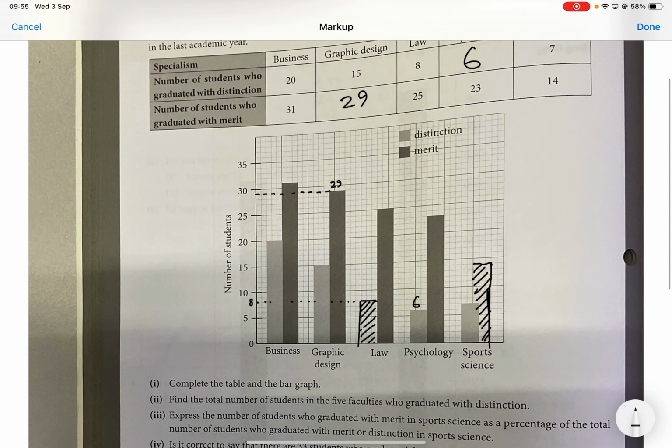Total number of students who graduated with distinction. There are 5 faculties. Then total number of students in the 5 graduate with distinction. So I should add all the distinction together. I should add 20, 15, 8, 6 and 7. Okay? So for part 2, I should be adding 20 plus 15 plus 8 plus 6 plus 7.